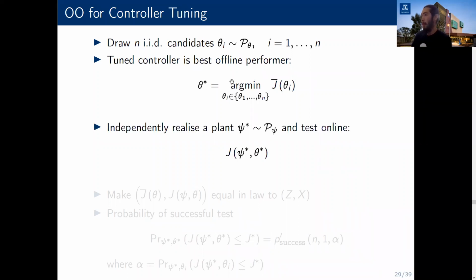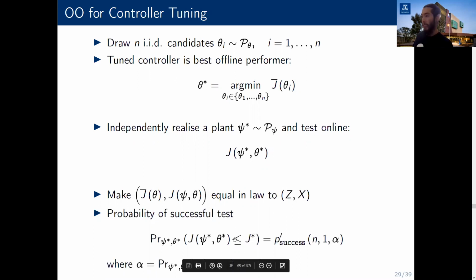Then when we go ahead and try to test this, we independently realize a plant from our plant uncertainty distribution and test it online with our offline tuned controller. If we then make the distribution of our performances equal in law to some arbitrary continuous distribution with some copula, then we can relate the probability of a successful test to the non-Gaussian copula ordinal optimization success probability, with alpha being defined by this relationship here.